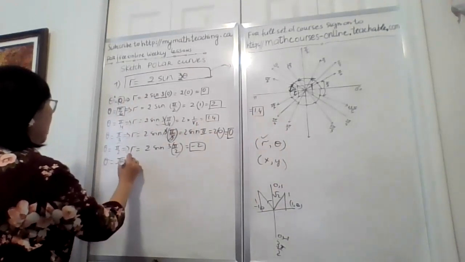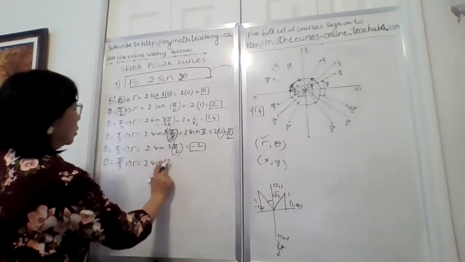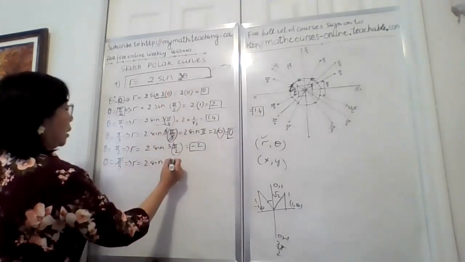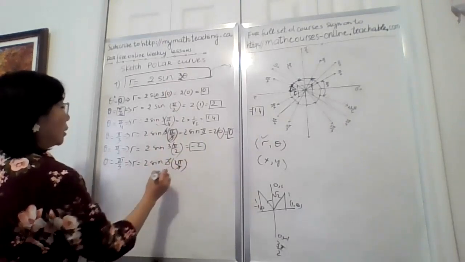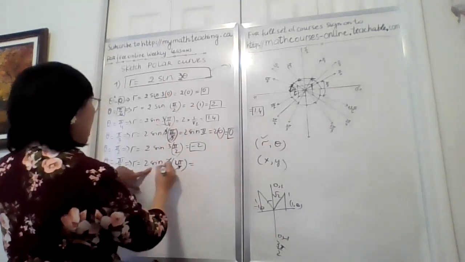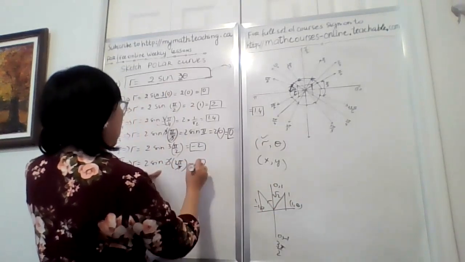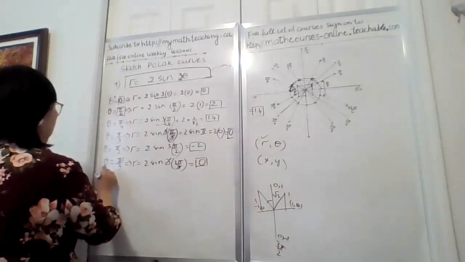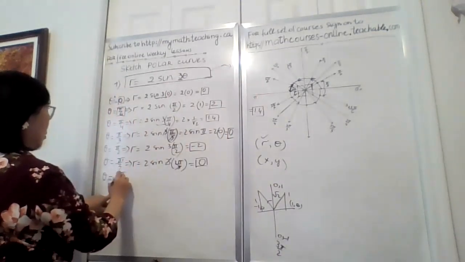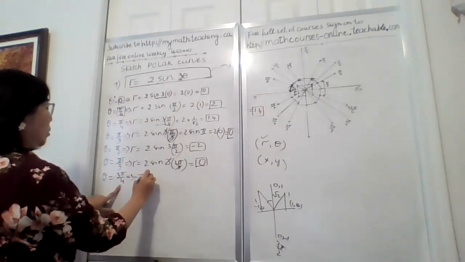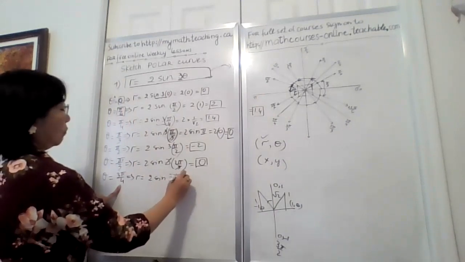2 pi over 3 will become 2 times sine 3, right? We have a 3 in front, and theta is 2 pi over 3. So again, this will cancel with 2 times sine 2 pi. And sine 2 pi is 0, so equal 0. Now, if theta equal 3 pi over 4, then R will be equal to 2 times sine 3 times 3 pi over 4.